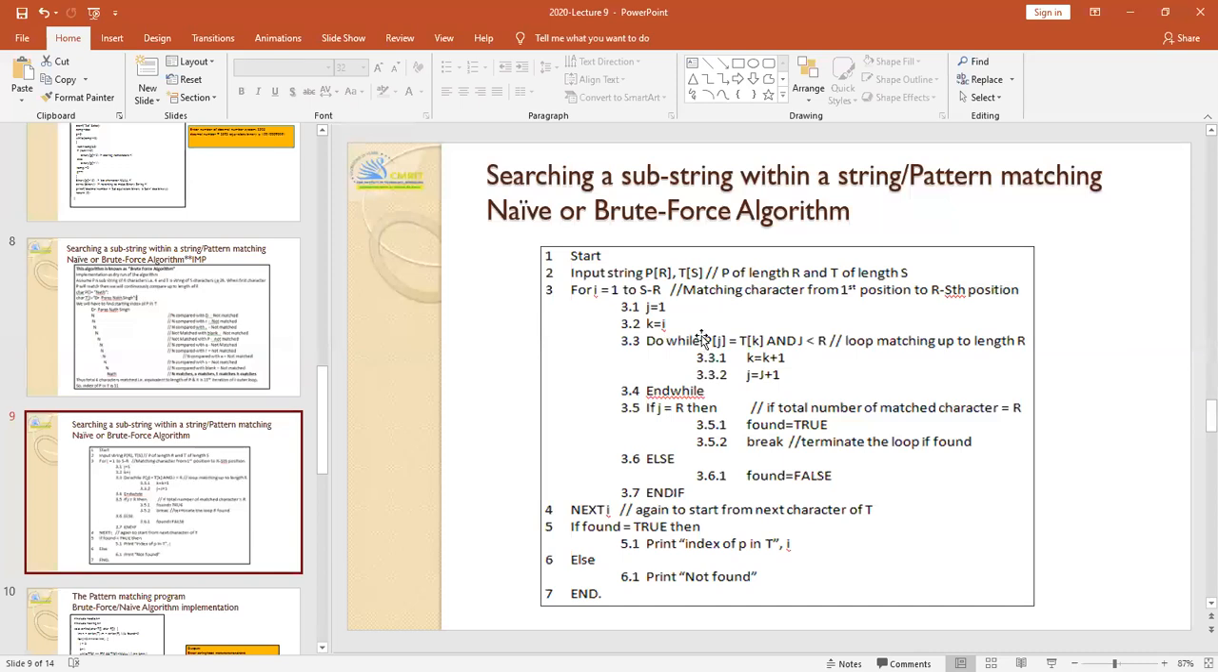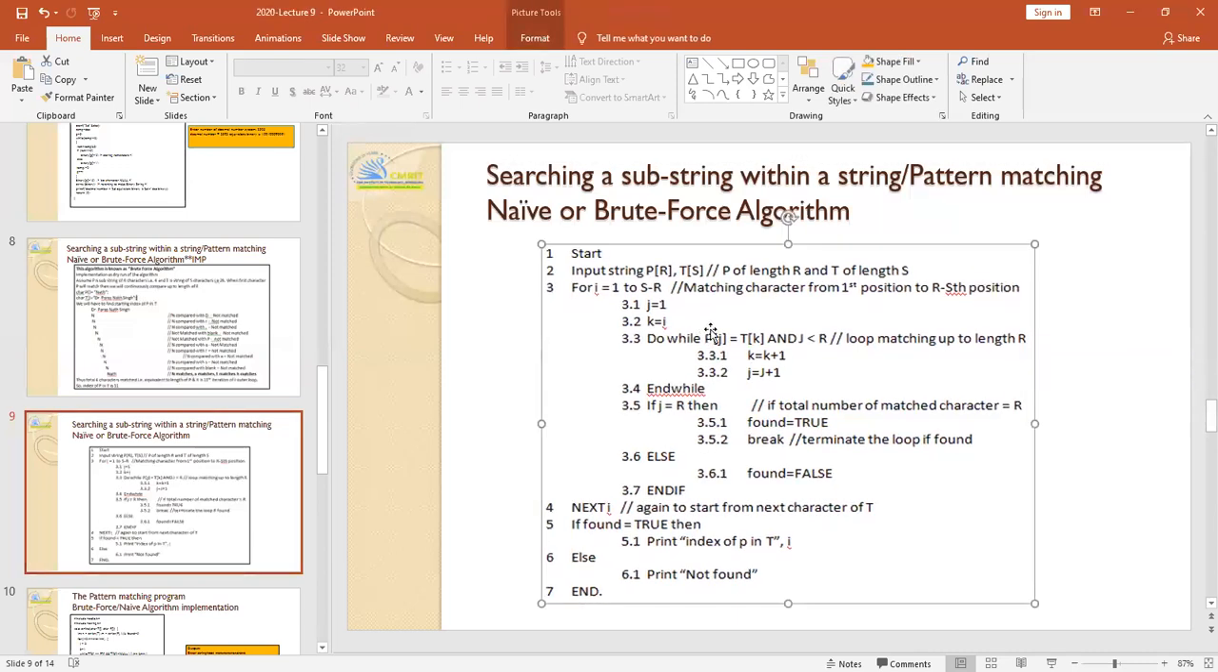So when P of J is equal to T of K, that is, the pattern character equals the complete string character, what will you do? Just tell me. Increment both the pattern pointer as well as the string pointer. That is the concept here. What is the pattern pointer here? J. What is the string pointer here? K. So when both are matching, what will you do?